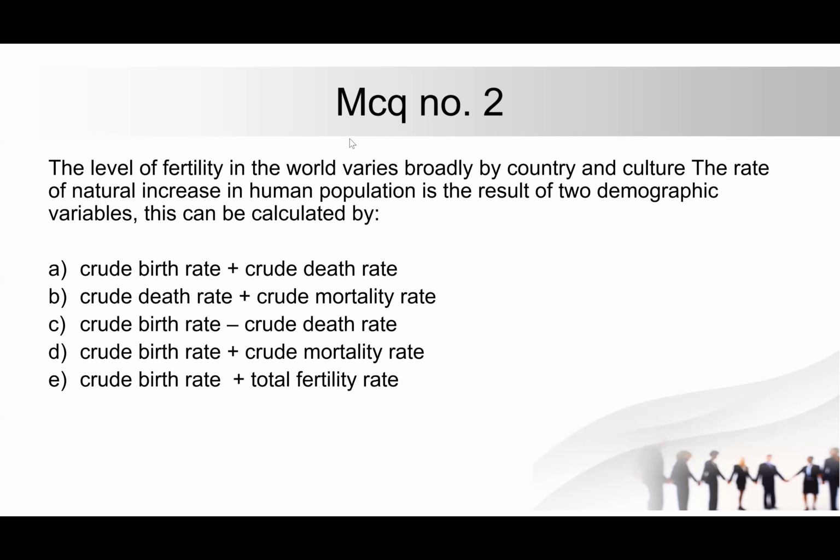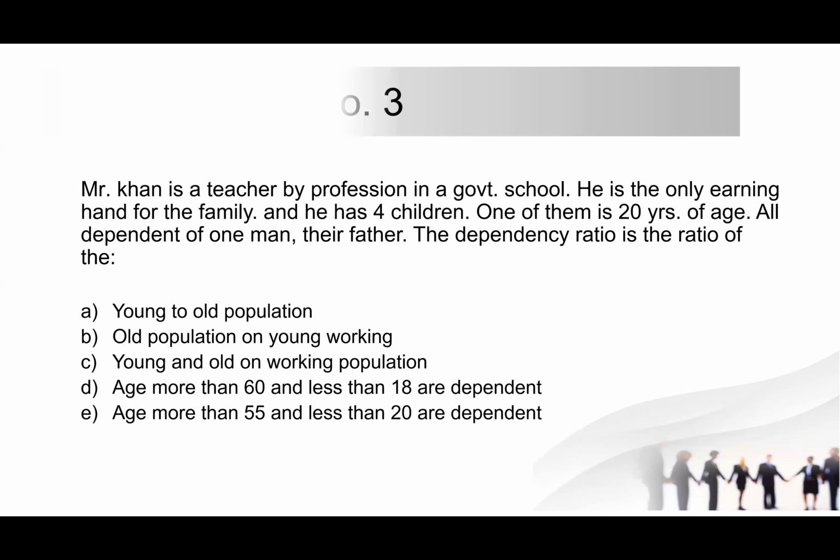Anyone? It's A. Crude birth rate plus crude death rate. MCQ number 3. Mr. Khan is a teacher by profession in a government school. He is the only earning hand for the family and he has 4 children. One of them is 20 years of age, all dependent on one man, their father. The dependency ratio is the ratio of the young and old population to the working population.